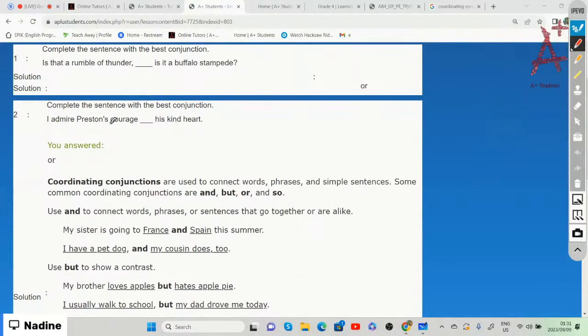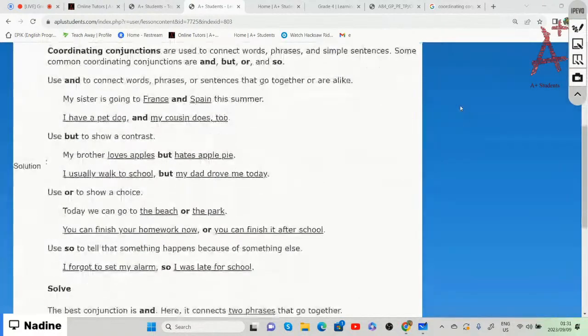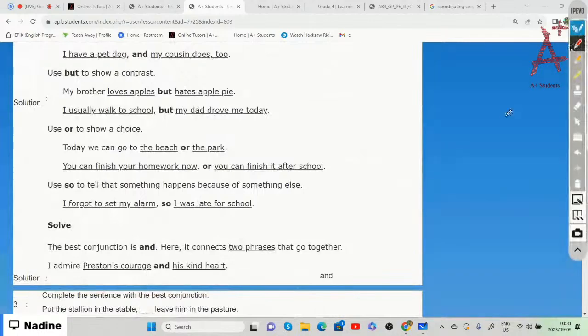So I say, I admire Preston's courage and his kind heart. So, and. We could say either and or his kind heart. Let's rather go with or his kind heart. Because he's got great courage, and he's got a kind heart. So it's basically and: and his kind heart.